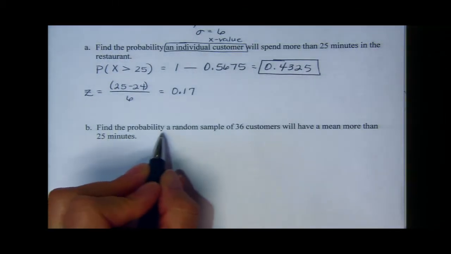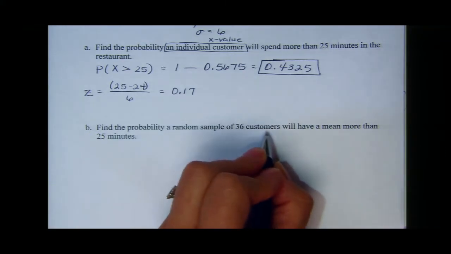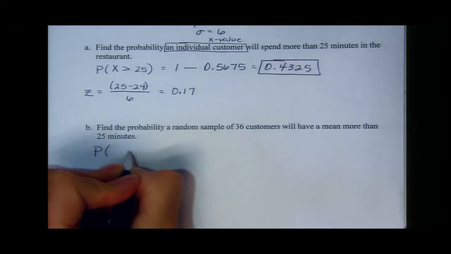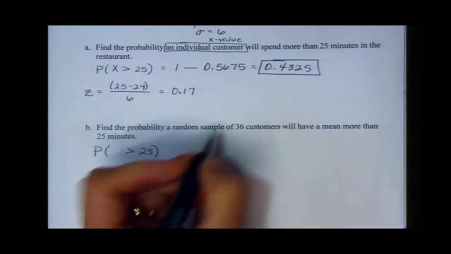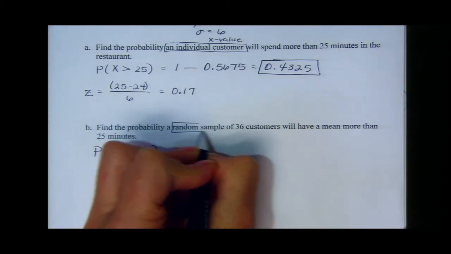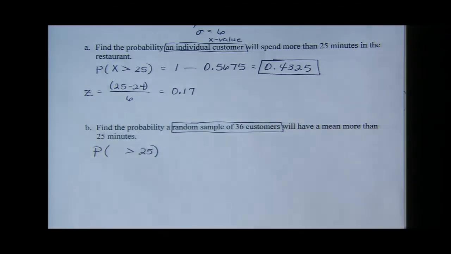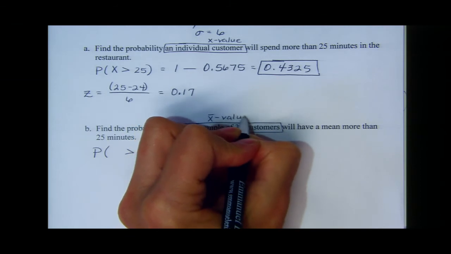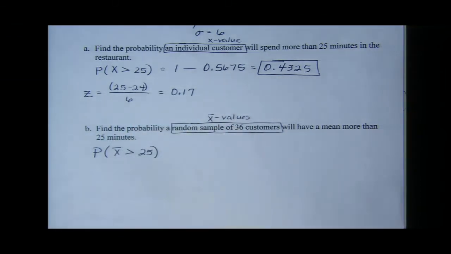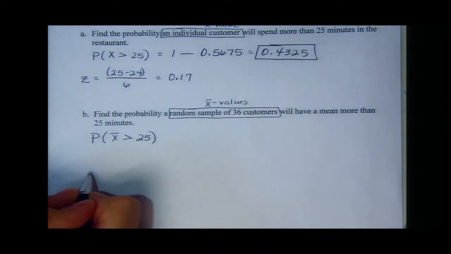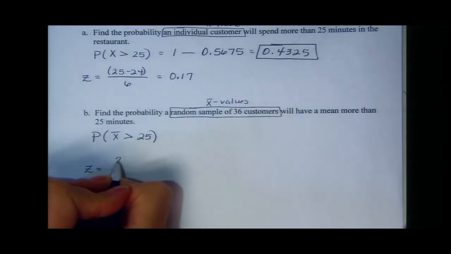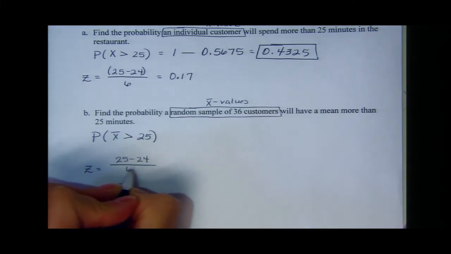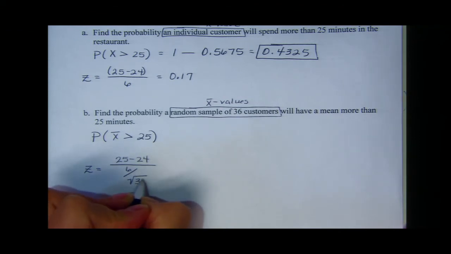Part B, find the probability a random sample of 36 customers will have a mean more than 25 minutes. So here we're still doing probability more than 25 minutes, but you have to recognize that it says we have a random sample of 36 customers. That tells me we're talking about X bar values. Well, then that changes the Z formula that I use. So now it's 25 minus 24 divided by 6 divided by the square root of 36.